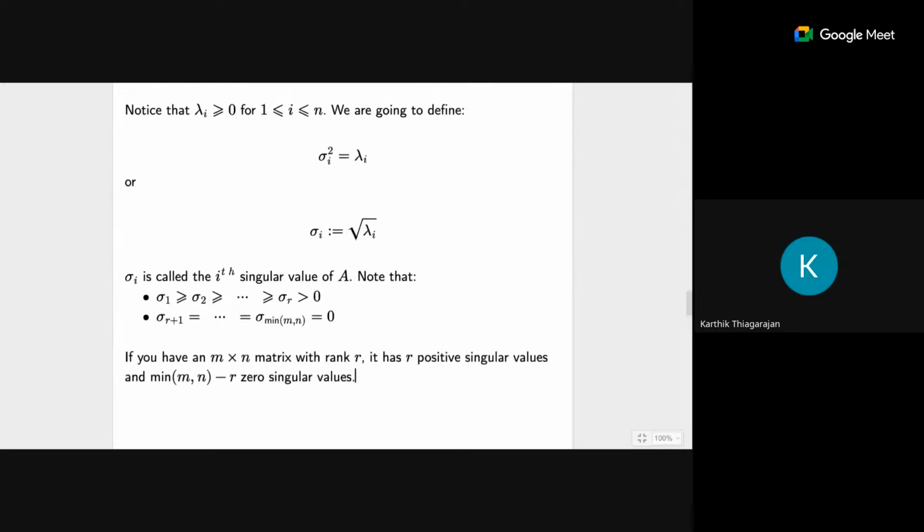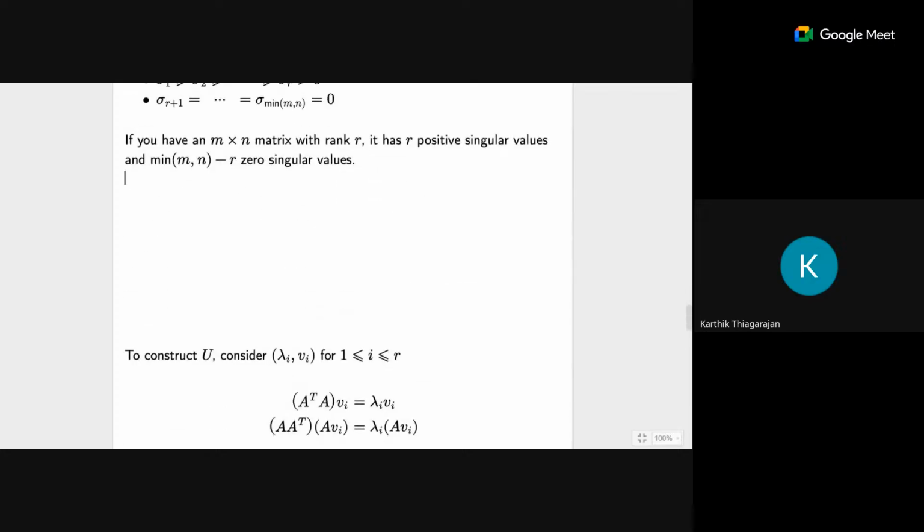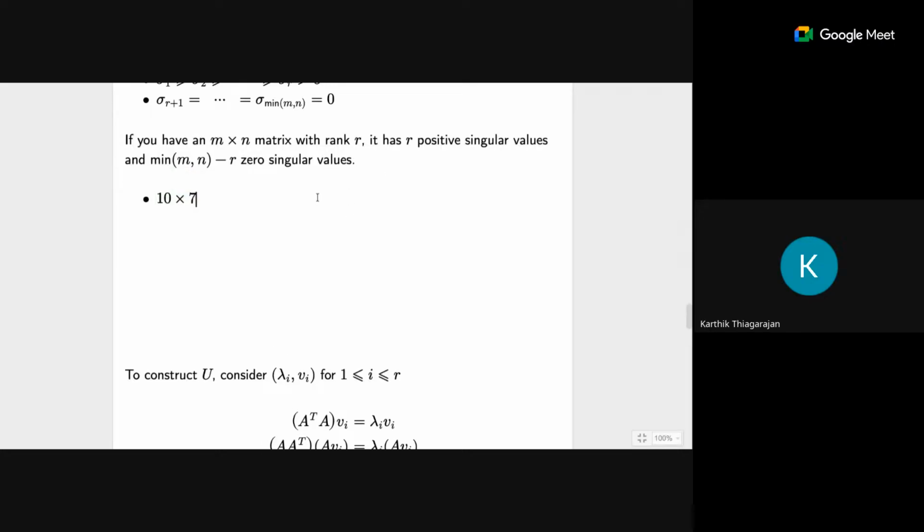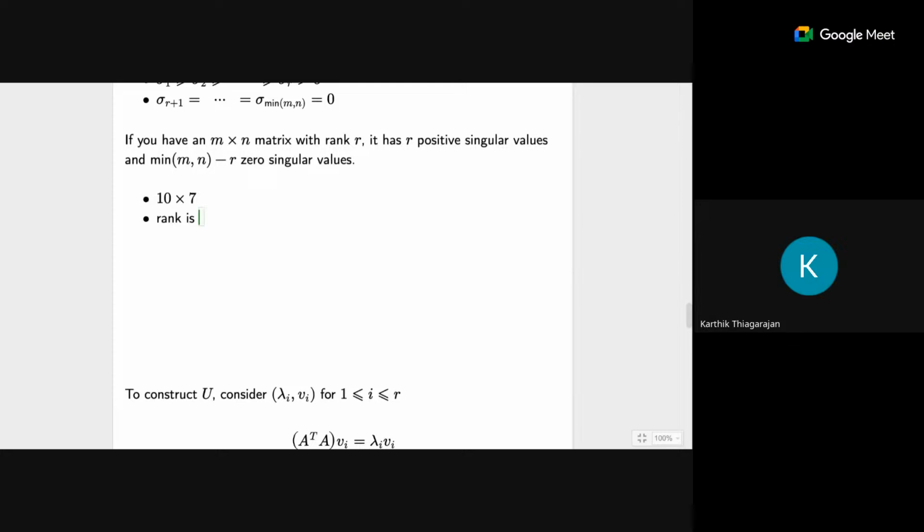Why is this the case? Let's take one example, it will become clear. If you are working with, say, a 10 cross 7 matrix, and let's say the rank is 4, there will be 4 positive singular values. But remember that A is U sigma V transpose, which is what we are trying to do. And sigma, what is the shape of sigma?